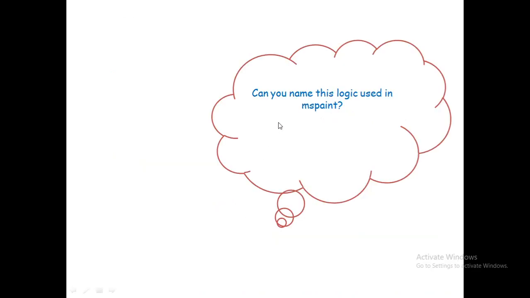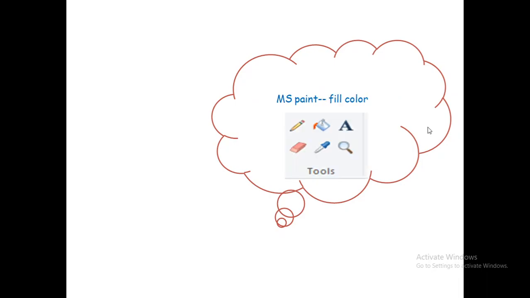Now, can you name where this logic is used in MS Paint? Like this fill color option we have used in MS Paint. Have you seen the tool? Which tool is it? Yes, in Microsoft Paint we have used that fill color option, this bucket. Just click on this bucket, select a color, and you fill any polygon or circle. So this logic is running in the background.